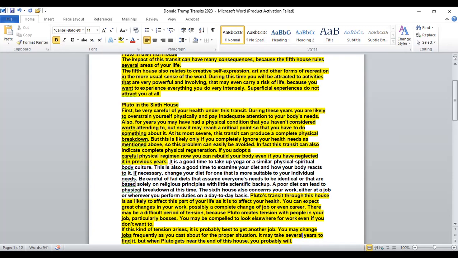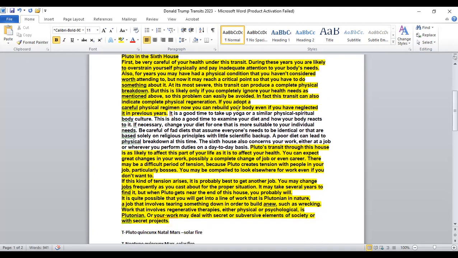In fact, this transit can also indicate complete physical regeneration. If you adopt a careful physical regimen, now you can rebuild your body even if you have neglected it in previous years. It's good to know because I think he was drinking a lot of soda. Pluto's transit through this house is likely to affect this part of your life as it is to affect your health. You can expect great changes in your work, possibly a complete change of job or even career. Put that in the back of your head.